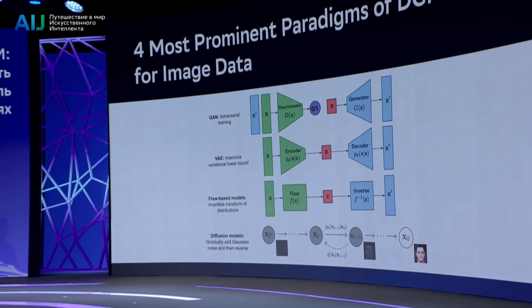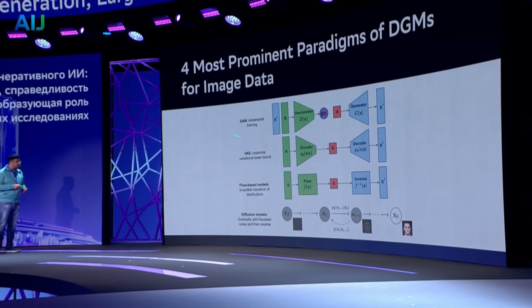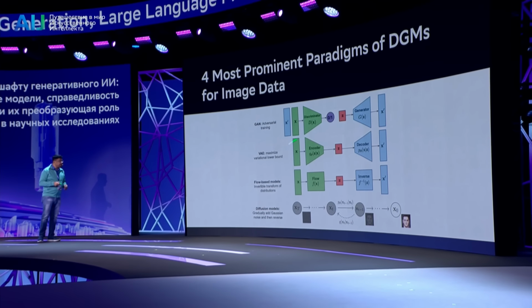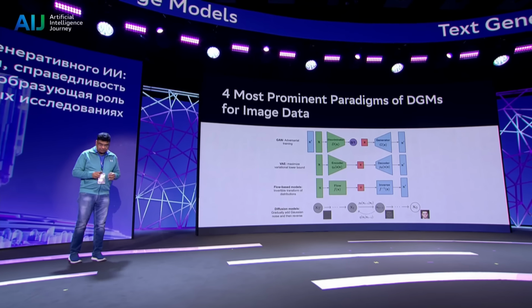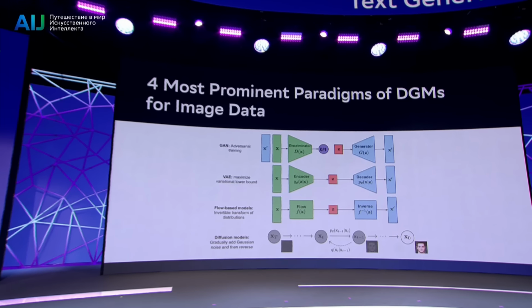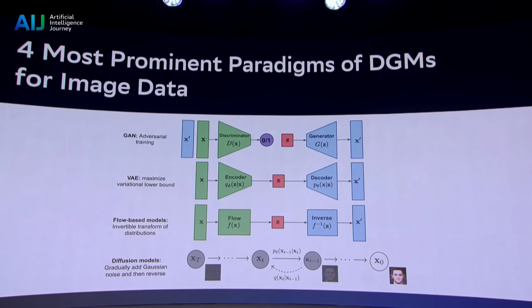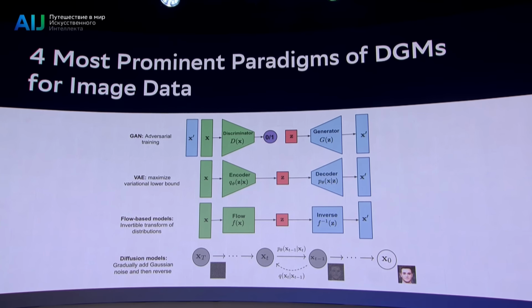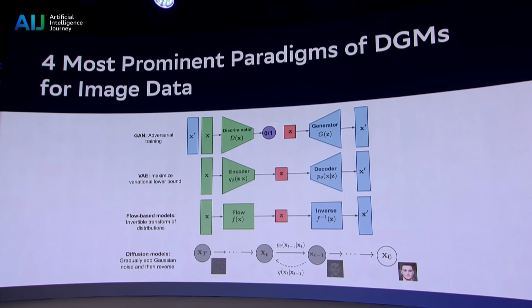Four most prominent paradigms of deep generative models that are extremely popular these days are generative adversarial networks for adversarial training, variational autoencoders, which would maximize the variational lower bound. Then we have the flow-based models and the diffusion models, which obviously I hope other speakers will talk about in a very detailed way, where you gradually add Gaussian noise and then reverse it, okay? When you reverse it, you denoise it. So diffusion models are by far the best applicative models in multimodal language models like DALL-E and so on.